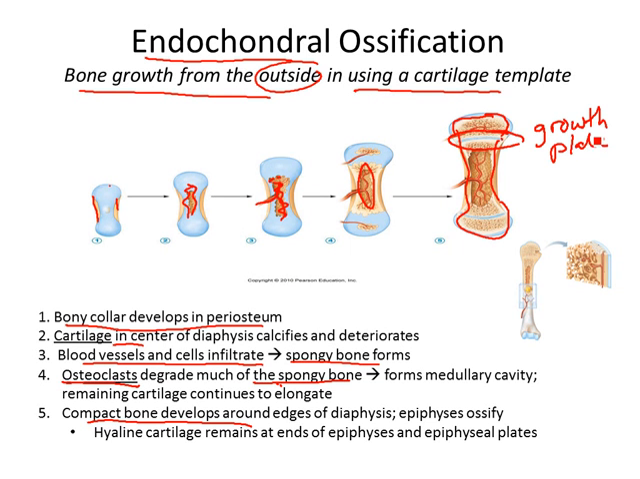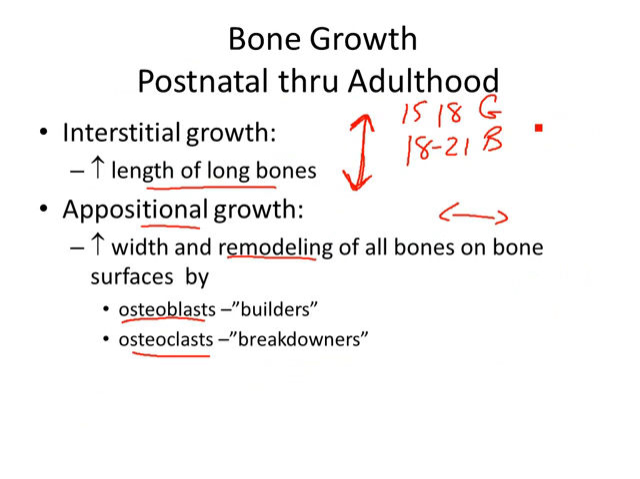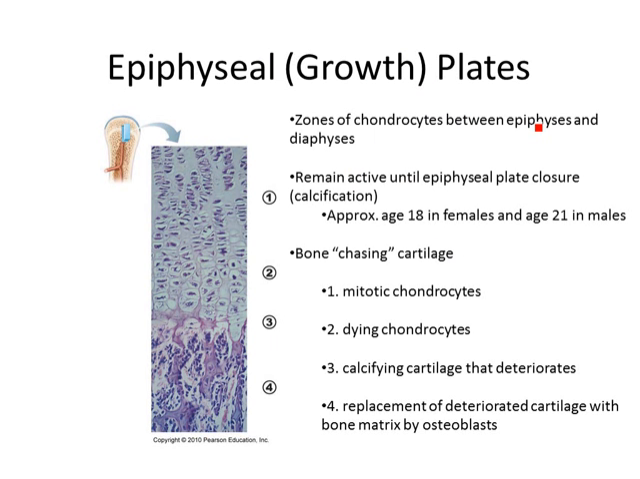So since it's called the growth plate, that's where the bone grows. That's where it gets longer. That's where the actual growth occurs. All right, so basically what we've done is taken a bone and blown up the epiphyseal plate, or the growth plate.